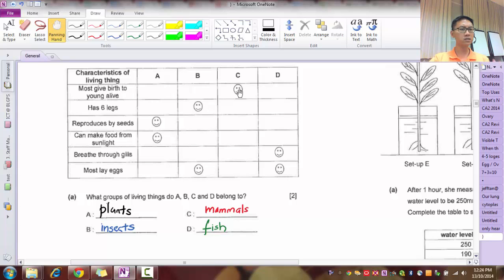C, most give birth to young alive. At this point we're not too sure yet, so let's move to D first. D breathes through gills. Definitely, if you breathe through gills and if you lay eggs, you are a fish. So C is a tie between mammals and birds. But birds don't give birth to young alive, they lay eggs. So obviously C will be a mammal.